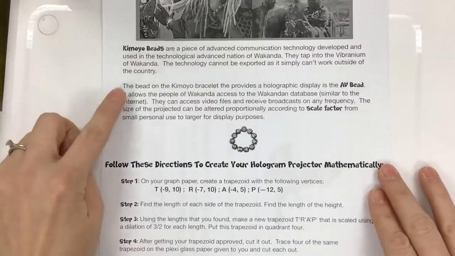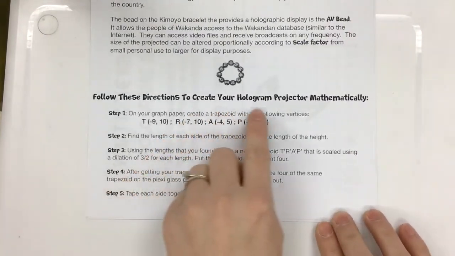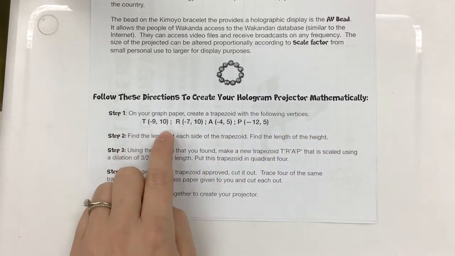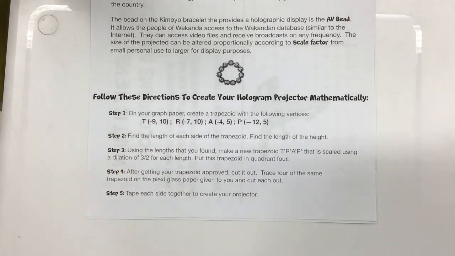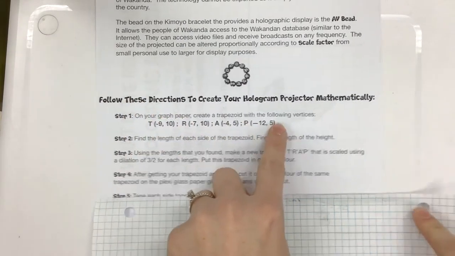You can pause the video to read this information. Follow these directions to create your hologram projector mathematically. On your graph paper, you're going to need a piece of graph paper. Create a trapezoid with the following vertices.